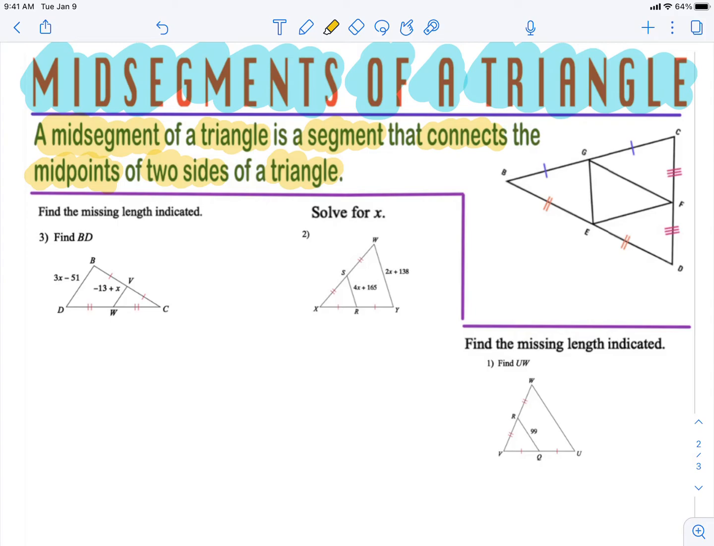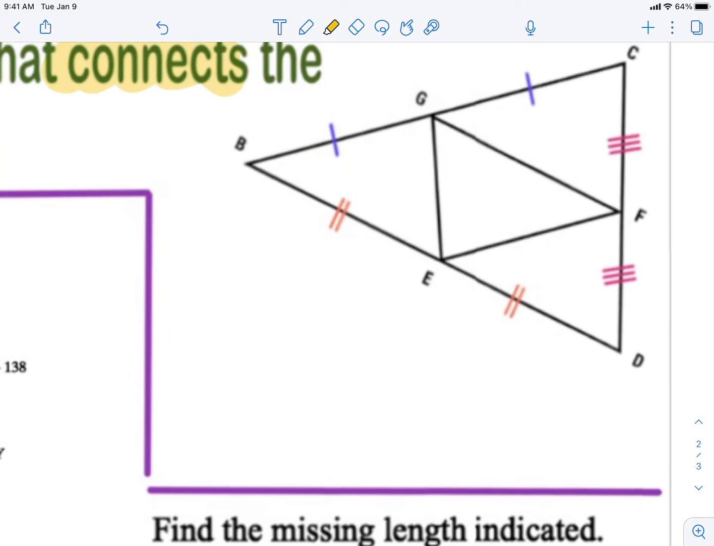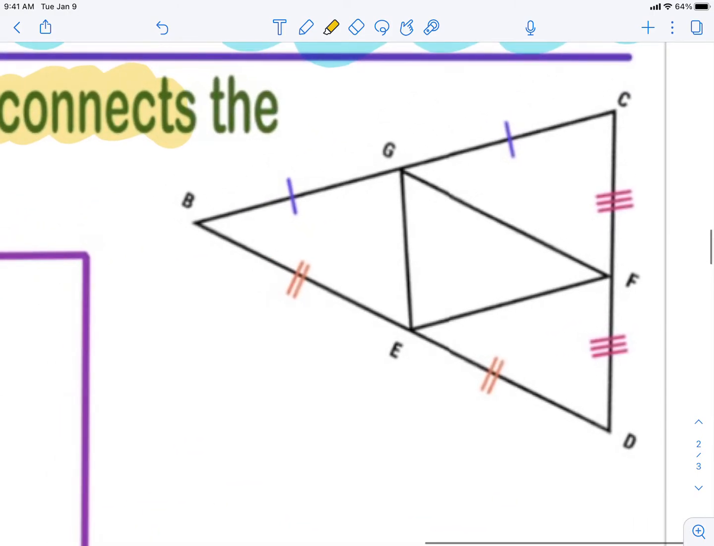So check it out, let me show you. Between B and C here, the exact middle is G, which is called the midpoint. And I know that's the case because from B to G is the same as from G to C. That makes G the midpoint between B and C.